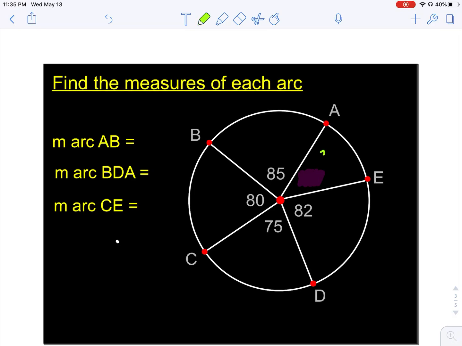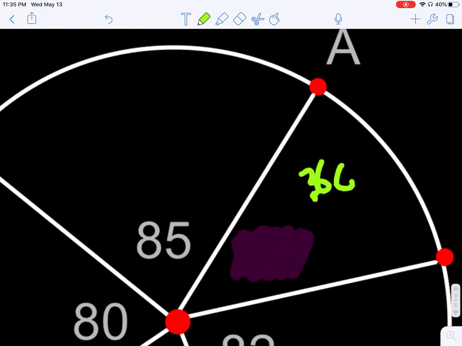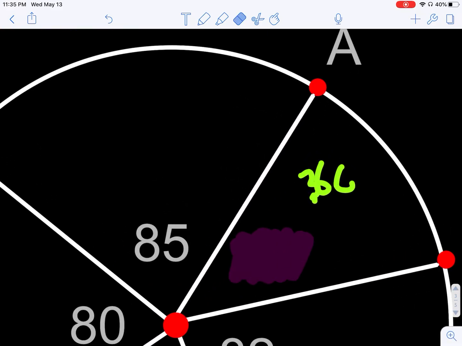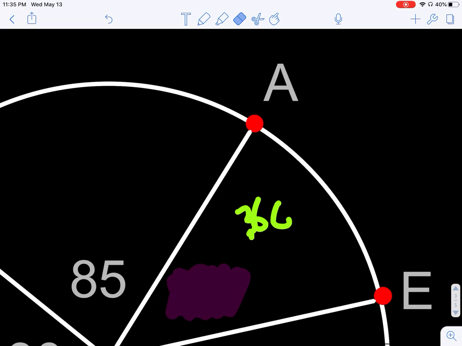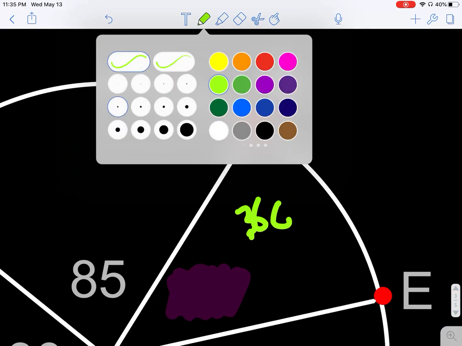So if I take 360 minus, oh, my pen's dying. Oh, no. I'll have to use my finger. It's going to be crusty. I'm going to disconnect the pencil, don't I?